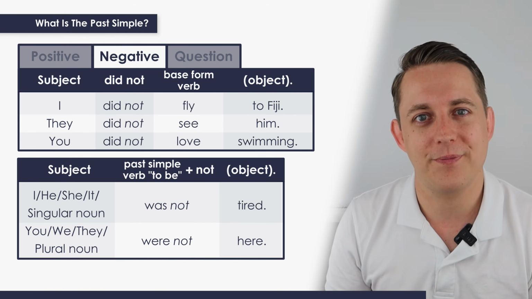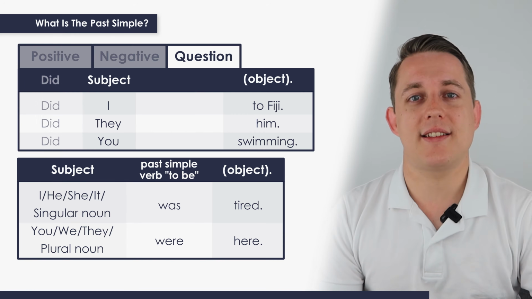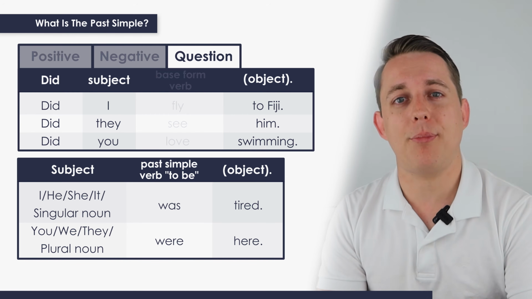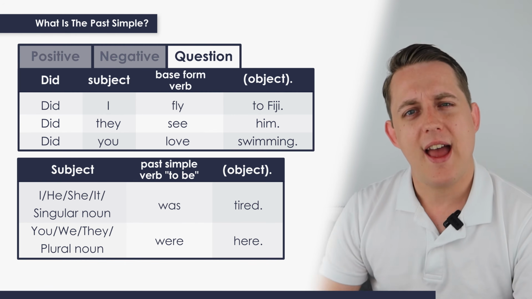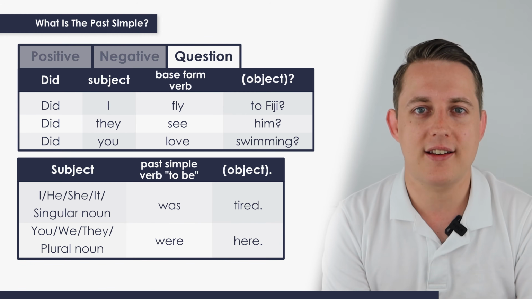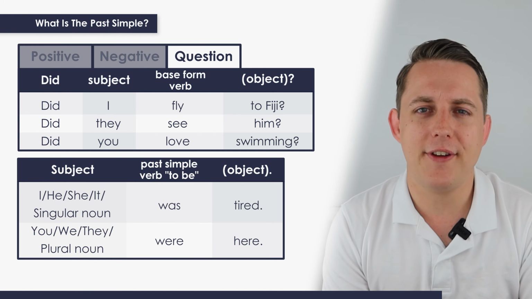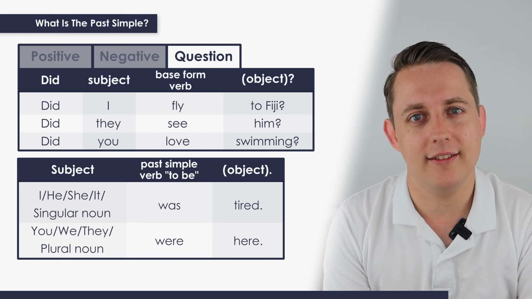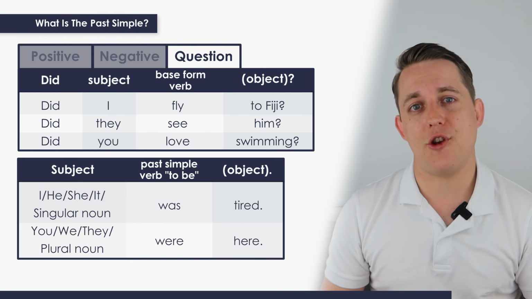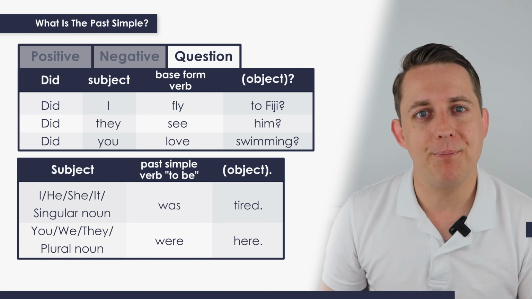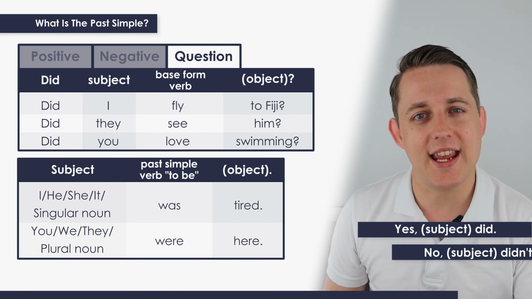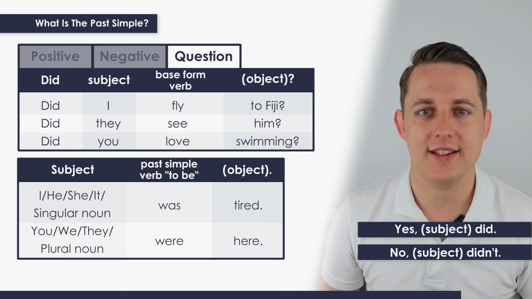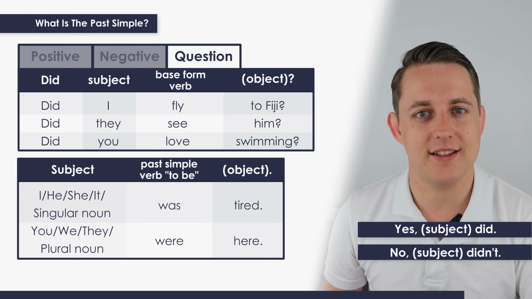To make a question, we need did plus the subject plus the base form of the verb and then maybe an object. Did I fly to Fiji? Did they see him? Did you love swimming? These are all yes/no questions. To answer them, we need yes, subject, did or no, subject, didn't. Yes, I did. No, they didn't.